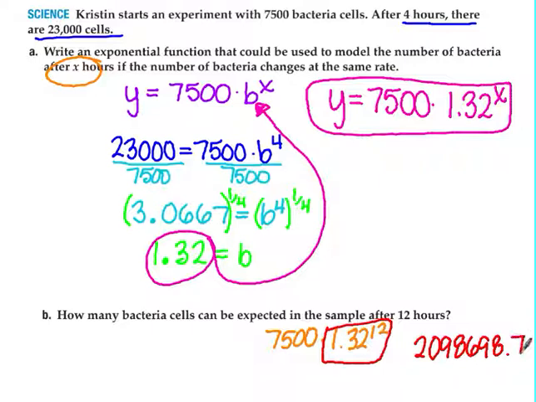0.7? 0.07. So since we're answering bacteria cells, we're going to just start, because we can't have 0.1 of a cell. So we have that many cells. You always round down if you're referring to something like this. So big number.